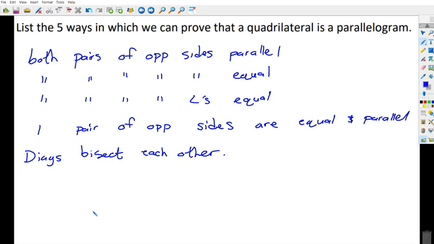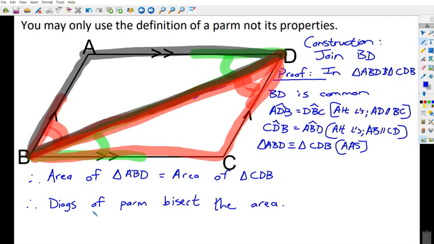It says here, list 5 ways in which we can prove that a quadrilateral is a parallelogram. So now we're going to be proving that something's a parallelogram. In these 3 proofs, we were proving that the properties of a parallelogram are true.